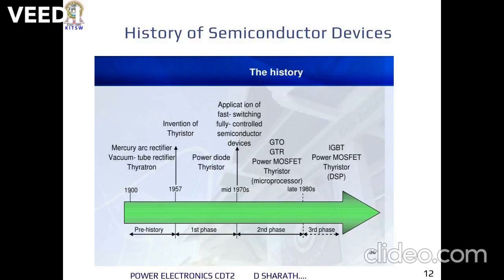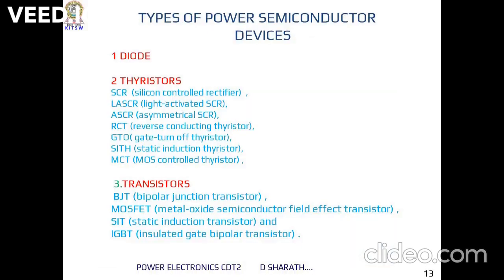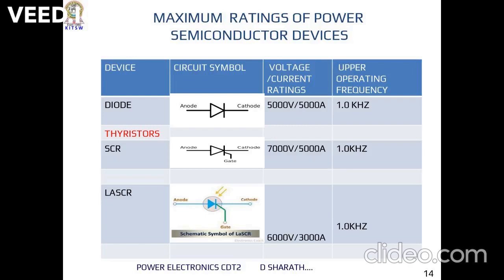This is the history of semiconductors which was discussed in the previous class. Initially we used vacuum tubes, and at present we are using digital signal processing with IGBT, power MOSFET, and thyristor semiconductor devices. Now the types of power semiconductor devices in detail: diodes, thyristors, which include SCR, silicon controlled rectifier, LASCR, light activated SCR, GTO, gate turn off thyristor, and MCT, MOS controlled thyristor. Coming to transistors, there are BJT, MOSFET, and IGBT.